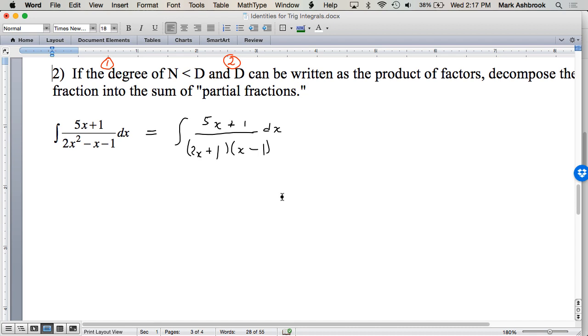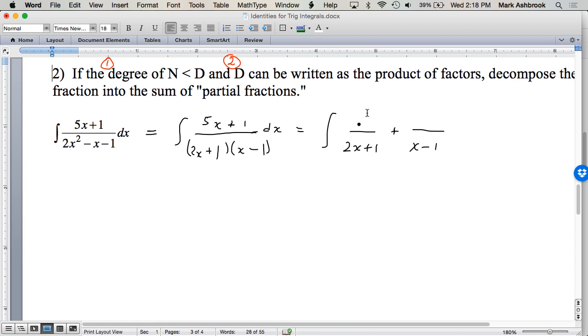Okay, so here's the deal with this. The way this works is, we want to think about this as the result of adding two fractions. How do you add two fractions? You need what? A common denominator. So if we think about that factored denominator as the common denominator, we can think about that as coming from the sum of two fractions, where one of the denominators was 2x plus 1, and the other was x minus 1. Because if we were to add fractions like that, what would the common denominator be? 2x plus 1 times x minus 1, right?